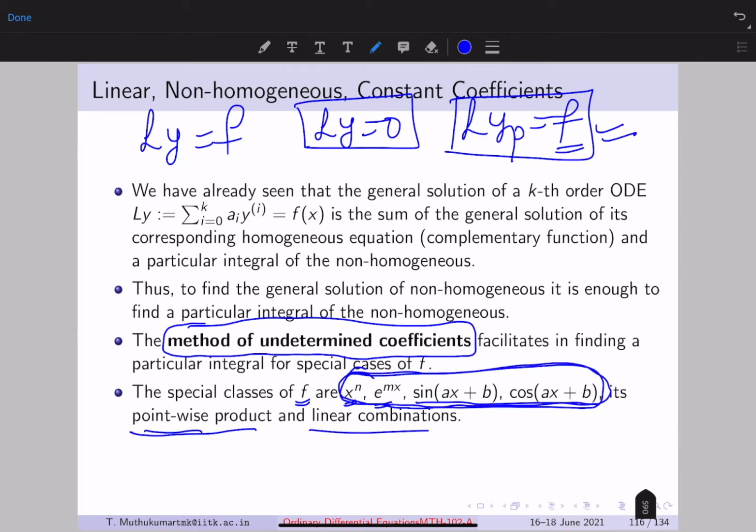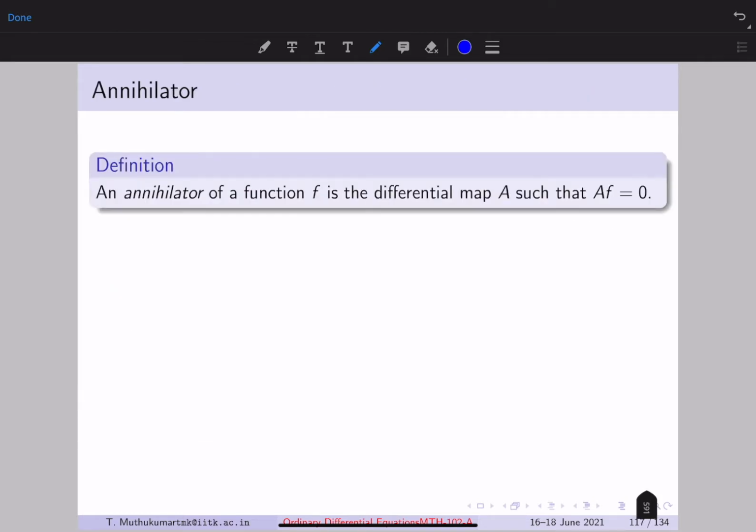Other cases you don't know yet how to do it, okay? But the theory that we have explained in the previous slides is valid for any f, because that is just using the vector space structure of the set of all continuous functions, okay? But this method of undetermined coefficients is very specific to this, but you'll understand better when we see examples and other things. The first thing is, how do I solve this?